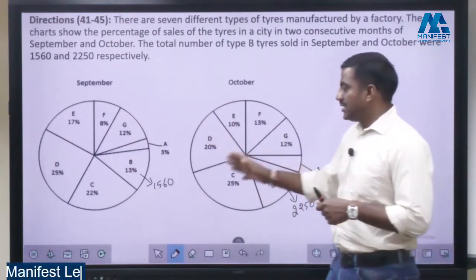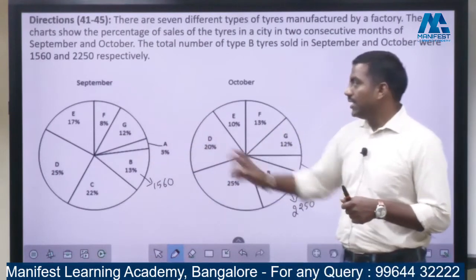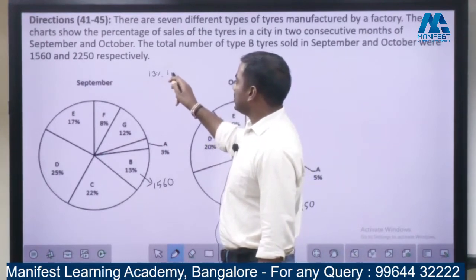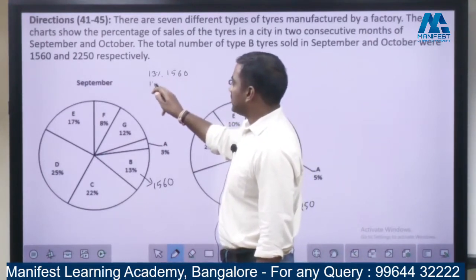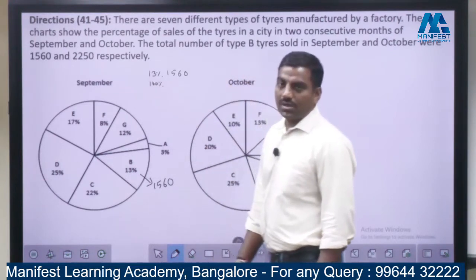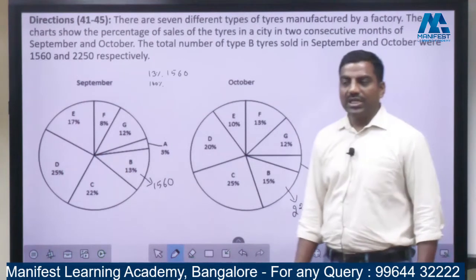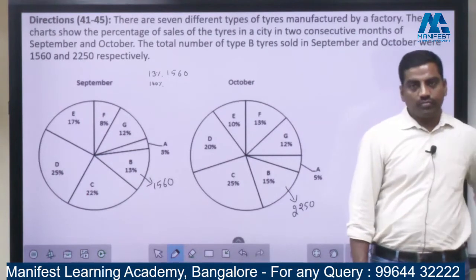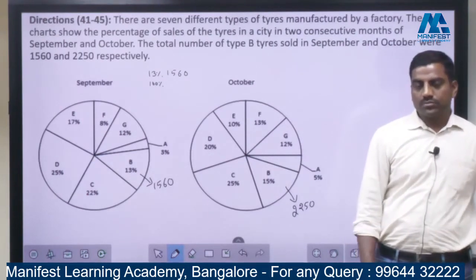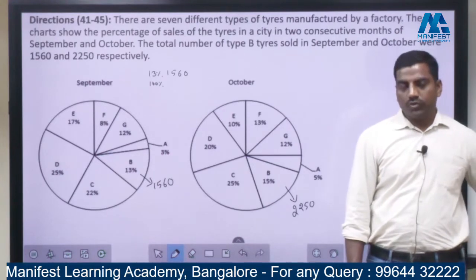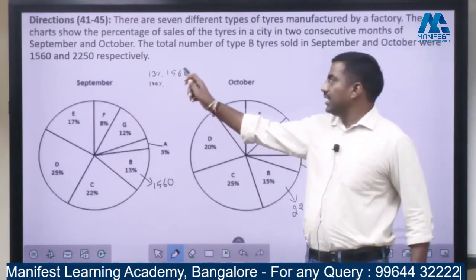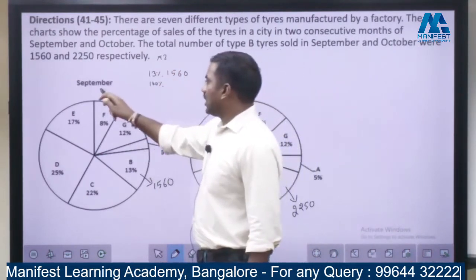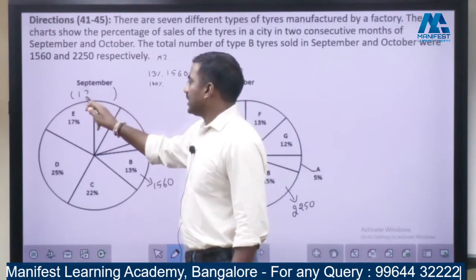First of all, let us take what is the number of production here in September. If 13% was 1560, then what is 100%? Calculate. If 13% was 1560, then what was 100%? 12,000. Because 13 12s are 156. So total number of production in September was 12,000.